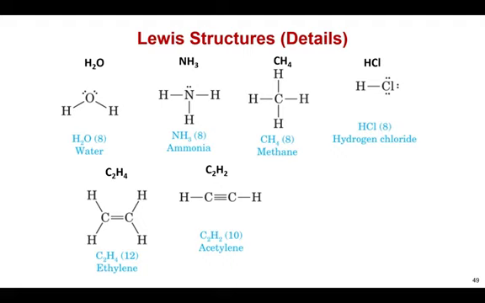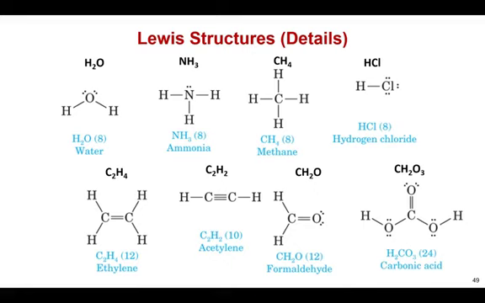Formaldehyde also has the carbon as the central atom. Total number of electrons: 4 from carbon, 2 from the 2 hydrogen atoms, 6 from the oxygen atom, total becomes 12. 4 plus 2 plus 6 is 12. There is a double bond here. There is an octet for the oxygen atom, and 8 electrons, 4 pairs, around the carbon. Therefore, it's the correct Lewis structure.